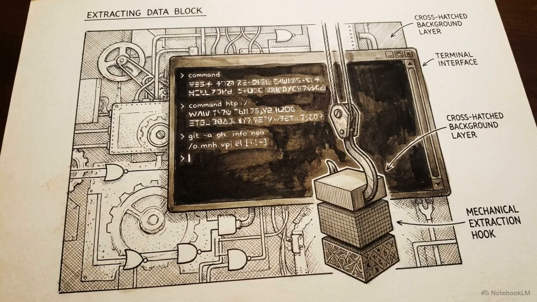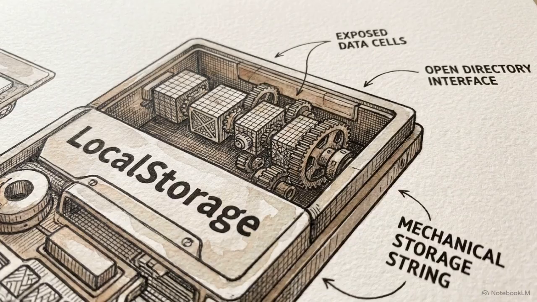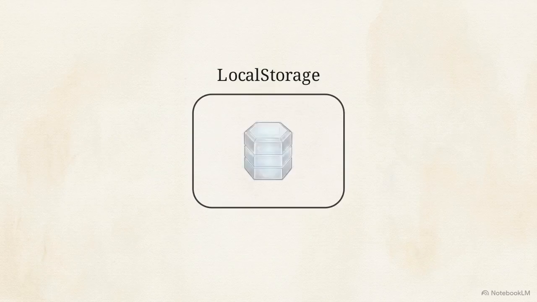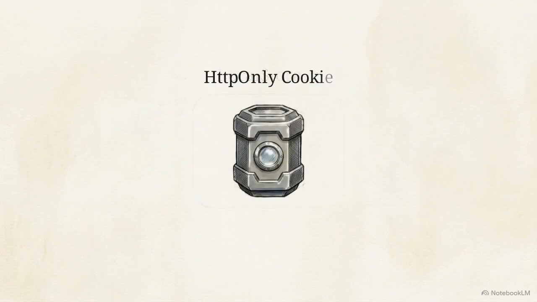However, even a perfectly verified token is useless if an attacker can steal it from the user's browser. Many developers store JWTs in local storage because it is easily accessible and persists across browser sessions. But local storage is accessible to any JavaScript running on the page. This makes the token a primary target for cross-site scripting, or XSS. A malicious script can instantly read local storage and exfiltrate the token.